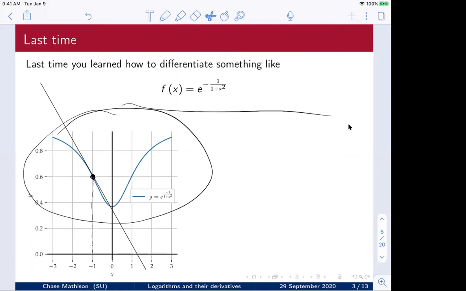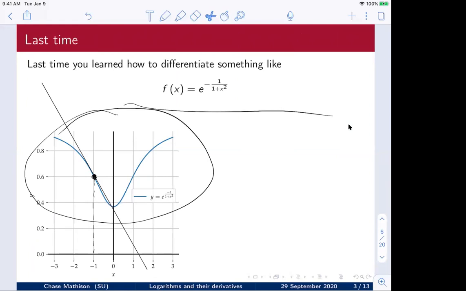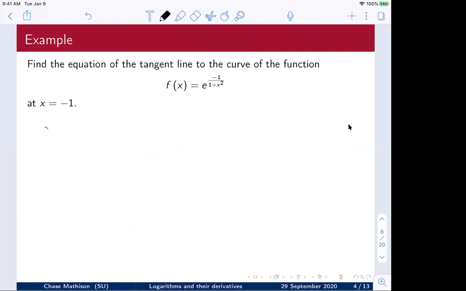So what two things do I need to find the equation of any line? I need a slope and I need a point on the line. The point on the line is always the quote unquote easiest part. So what is a point on this line, or at least the x coordinate of a point on this line? Careful, look closer. Oh, negative. Yeah, negative 1, perfect. Exactly. And then how do I get the actual y coordinate for the point on the line?